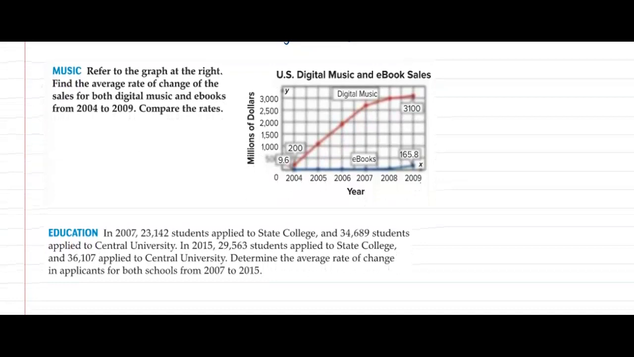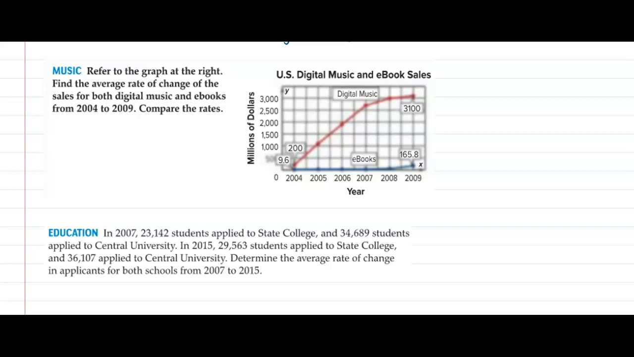But the lines that we look at in the information that we're using won't always be straight linear lines. Sometimes, like in this next example, when we're talking about digital music and ebook sales, the line curves. Do you see this little curve towards the end? It looks like it kind of bends or curves. When that happens, we're not talking about a constant rate of change. And when you think about it, in life, rates usually vary.